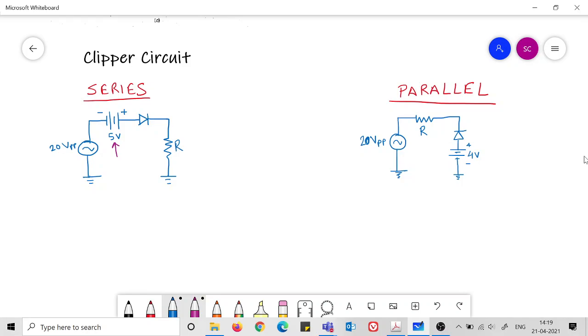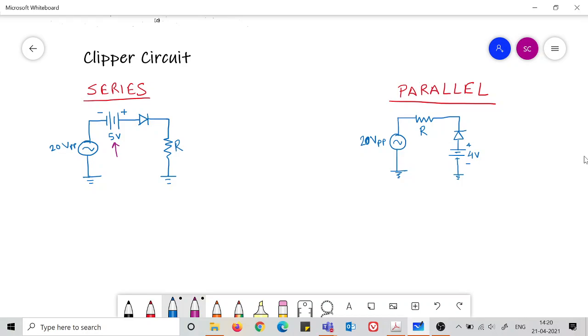What is the meaning of clipper circuit? That we should understand first, so that we can easily identify from the output behavior of a circuit whether it is a clipper or not. So in a clipper circuit, the input voltage waveform is clipped while maintaining its shape. Some part of the voltage waveform is simply clipped off or cut off, and the rest of the voltage waveform's shape does not get affected. These types of circuits are called clipper circuits.